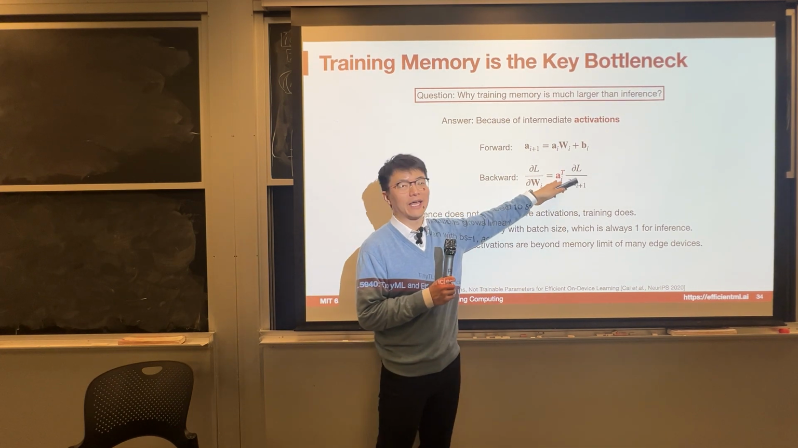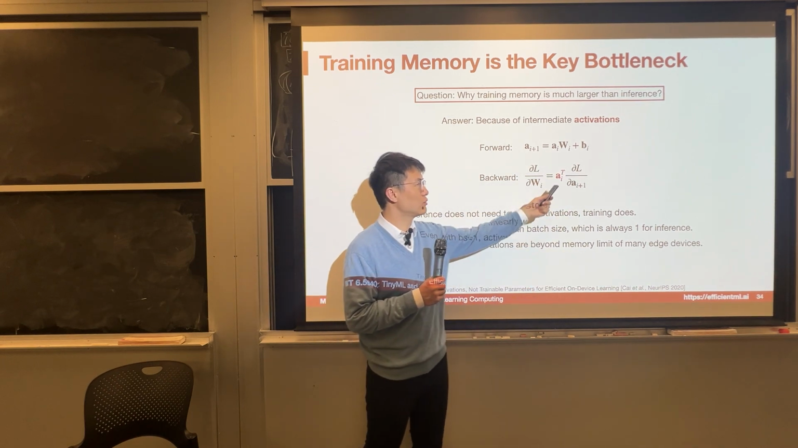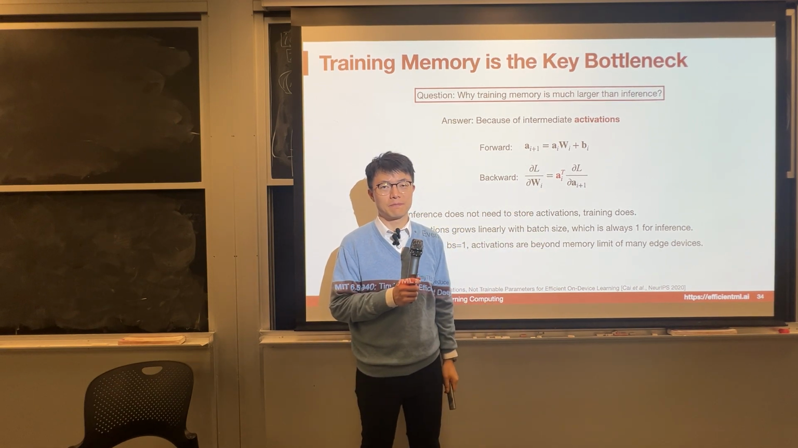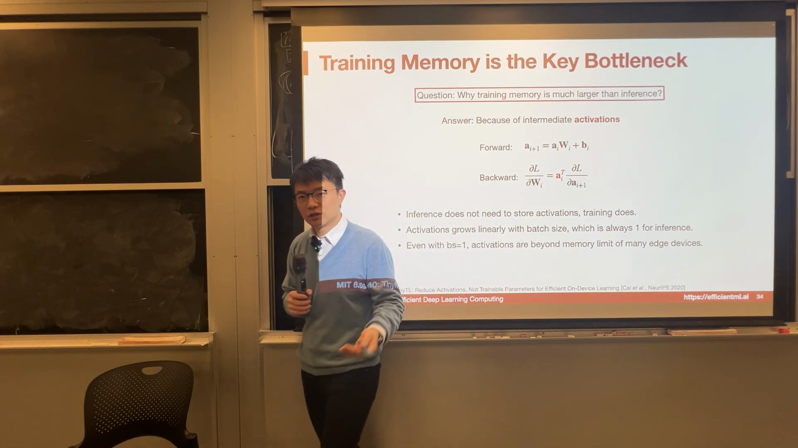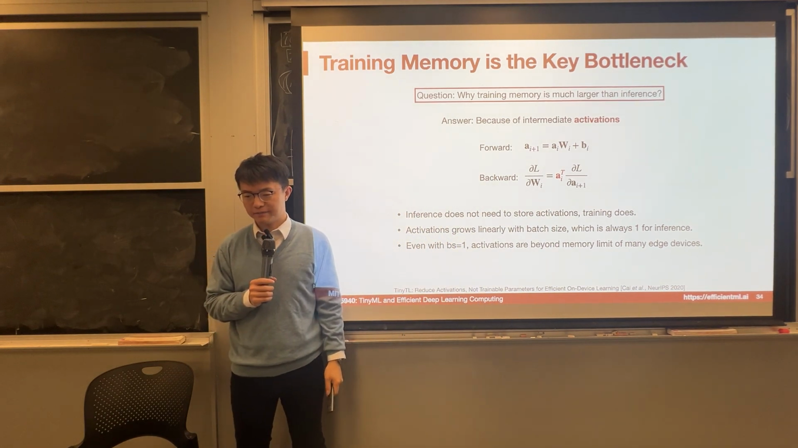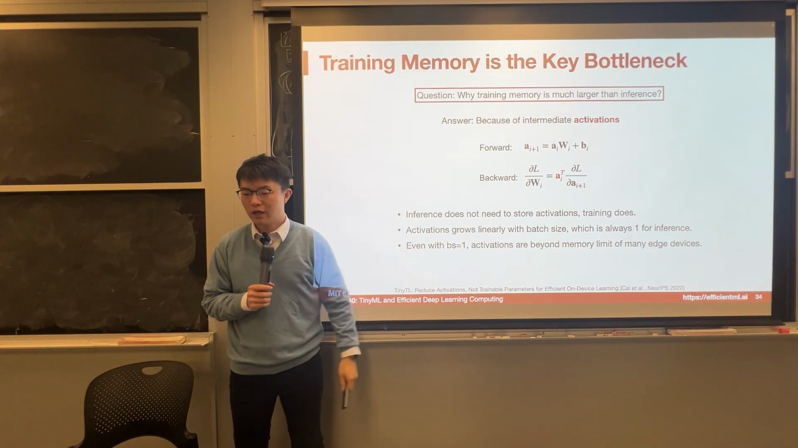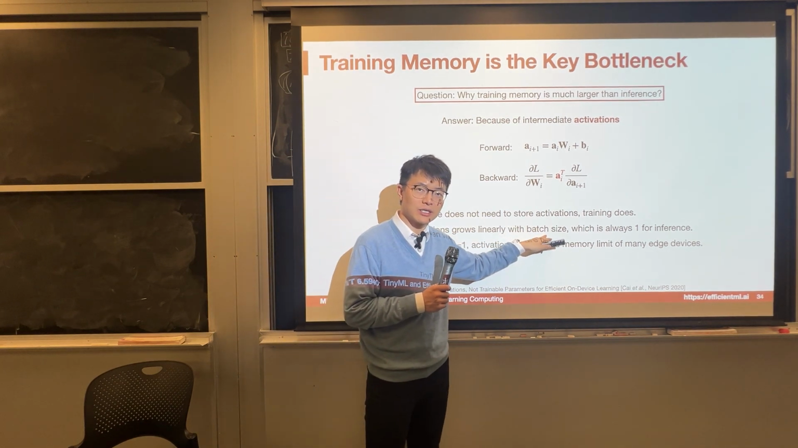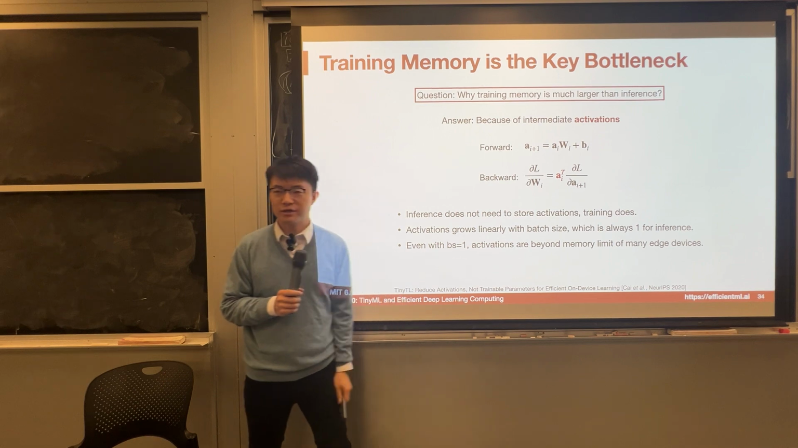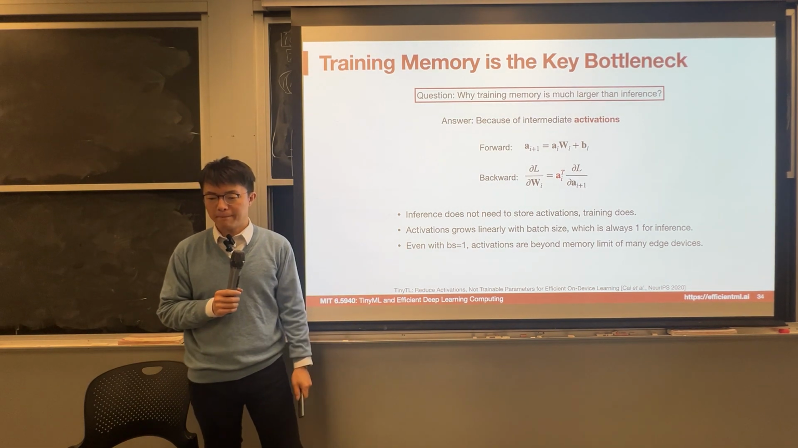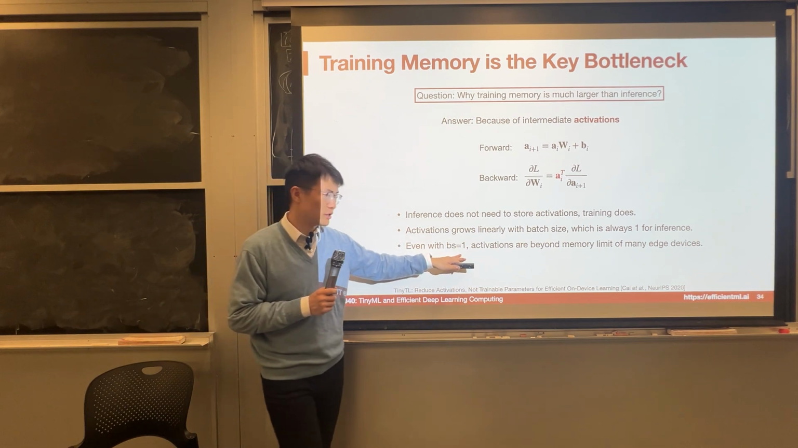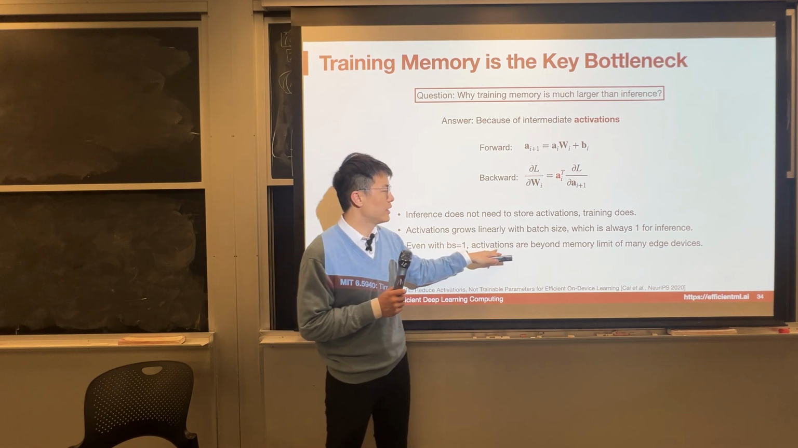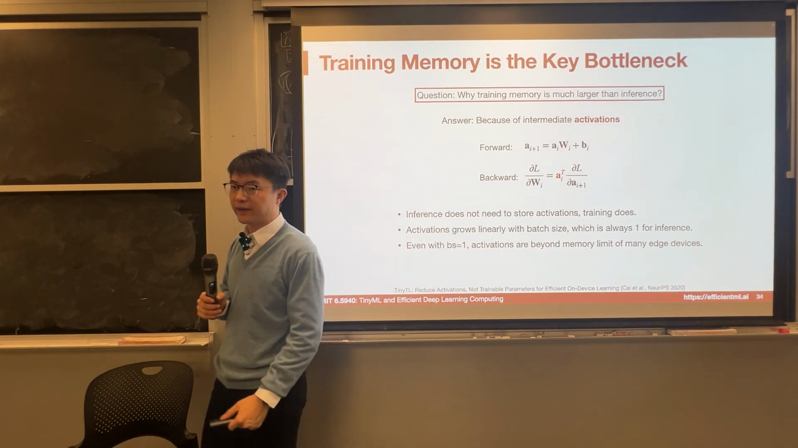So we have to store the activation during the forward pass so that in the backward pass, when we are trying to calculate the gradient to the weight, that activation will be used. So we have to store the activation in order to calculate the gradient of the weight. So inference does not need to store all the activations, but training does. And activations also grow linearly with the batch size if you want to do batch training. But for inference, on the edge, the batch size is 1. And even with training with batch size of 1, if you want to use other methods like federated averaging or gradient accumulation with batch size of 1, activations are beyond the limit of many edge devices.